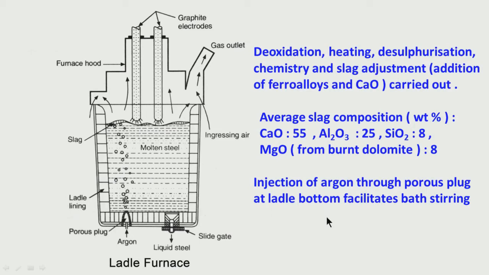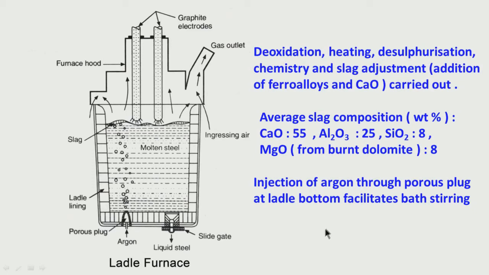Now, this is interesting. Look at here. I have told you there is a possibility of argon purging, injection of argon in the ladle. So, we call it argon purging. There is a possibility that argon will be injected through the porous plug. This is the porous plug at the bottom. So, through this porous plug, argon can be purged. You see these argon bubbles are rising.